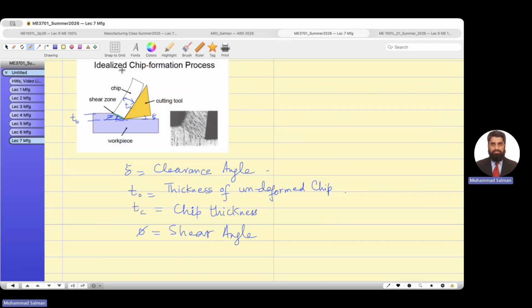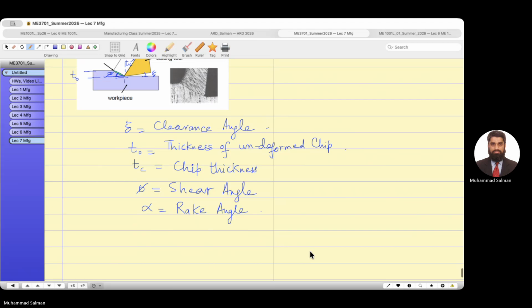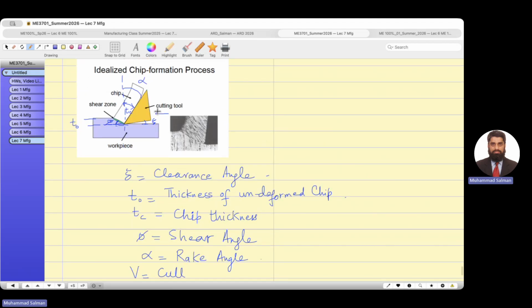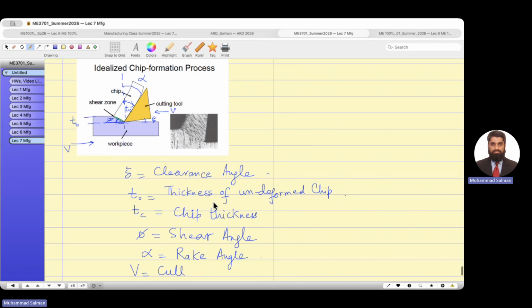And if you draw a vertical line, then this angle is alpha, the rake angle of the tool. The tool has the front face. It is at an angle with a vertical line. We call this angle the rake angle. We will go more into these in our problem solving. And now, the last item is cutting velocity. The tool is moving or the workpiece is moving. That speed is known as the cutting velocity.